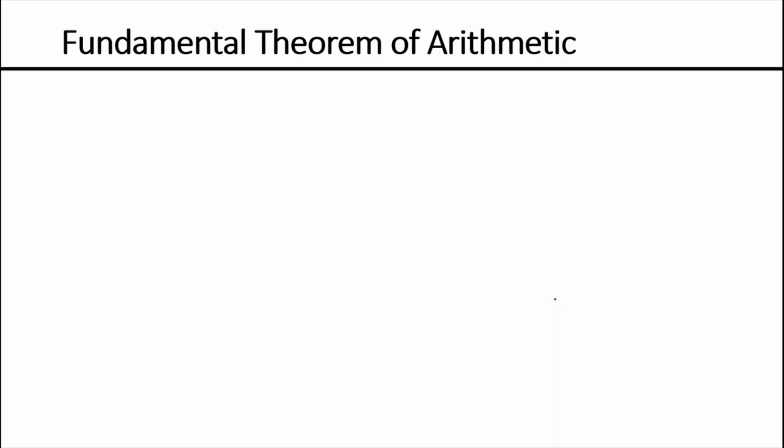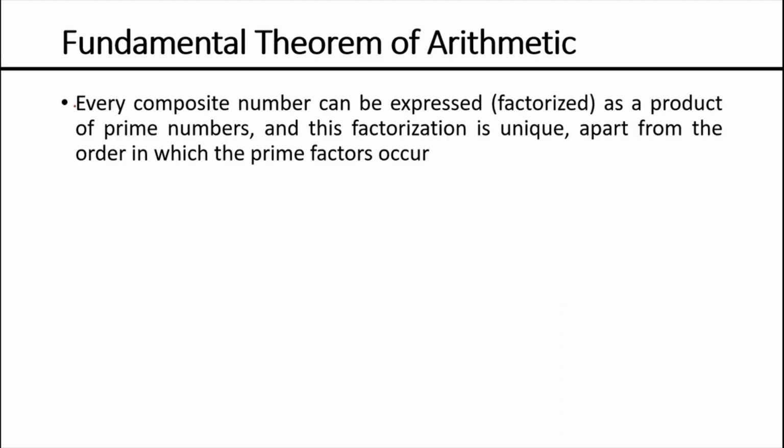Starting with the fundamental theorem of arithmetic, it states that every composite number can be expressed as a product of prime numbers, and this factorization is unique apart from the order in which the prime factors occur. I will try to simplify the theorem. It is saying that any composite number can be factorized into prime numbers, and this factorization is unique.